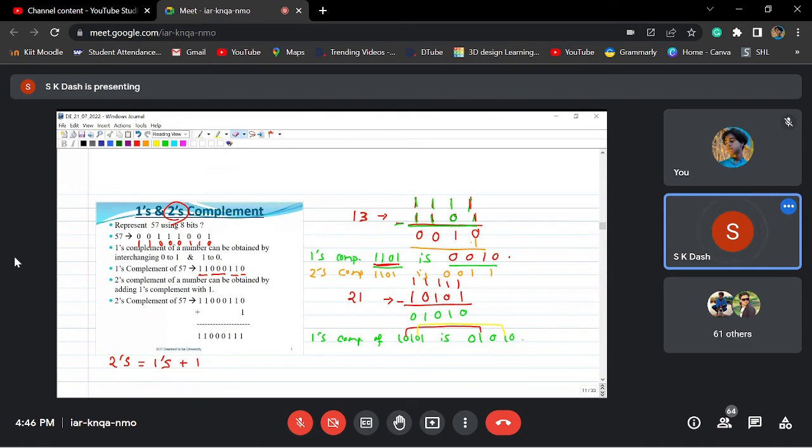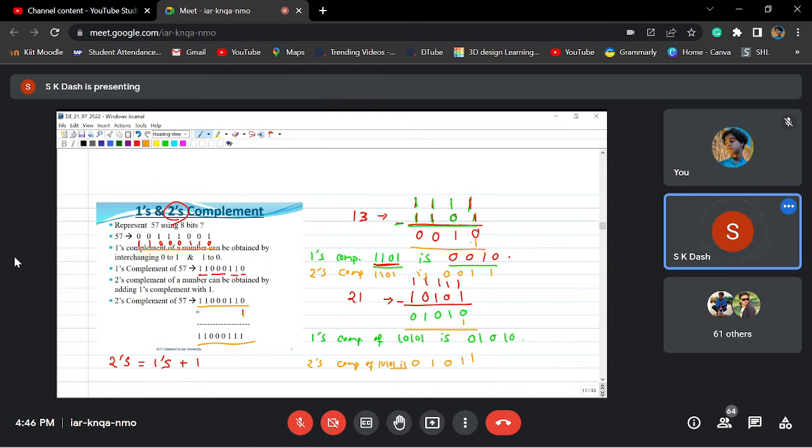Similarly here, what will happen? Here also we need to add 1. If you add 1 here, how much will you get? 11010. This will be the 2's complement of 10101. Okay. Exactly the same thing is mentioned here, the same example. For 57, the 1's complement we already got as this much. If you add 1 to it, we'll get this result. So you can find the 2's complement by finding the 1's complement and then adding 1 to it.